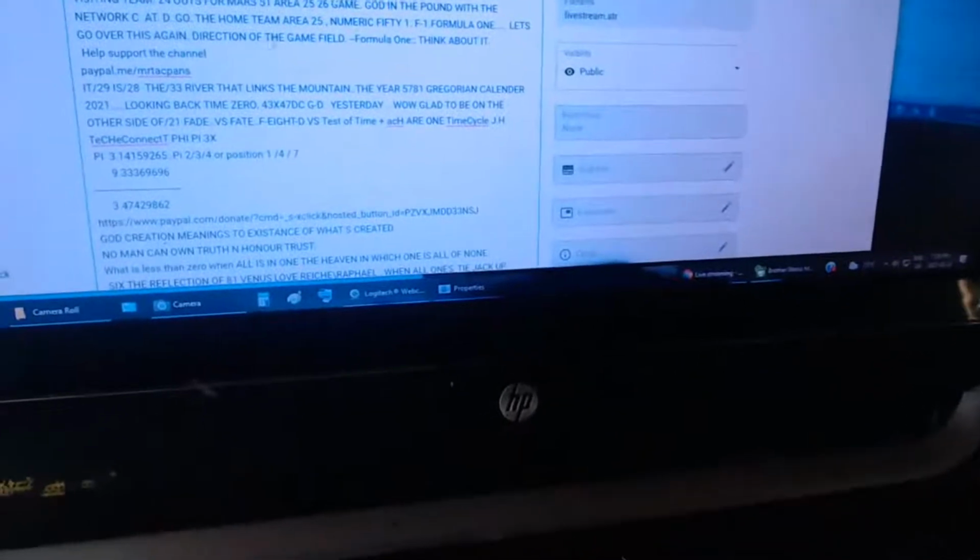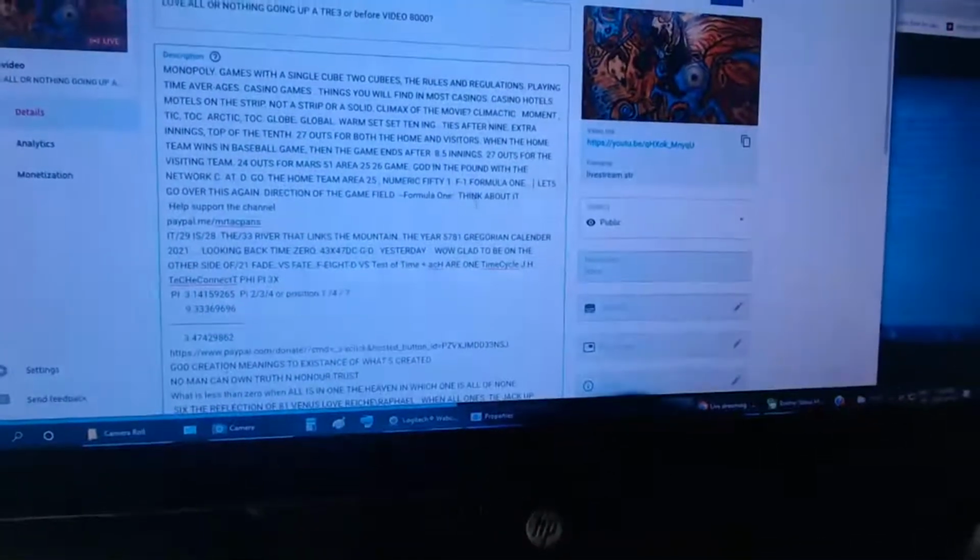Let's go over this again. Direction of the game field, Formula 1. Think about it. Now I'm going to show my face. Are you ready for my face? When I say Formula 1, okay, it's a one drive with one hand, and all you got to do is Formula 1. Formulate it, create it, and drive it in as hard as you can. Drive it on them as hard as you can. Just squeeze it right in there, Muhammad Ali, with your big old pow. You know what I'm saying?